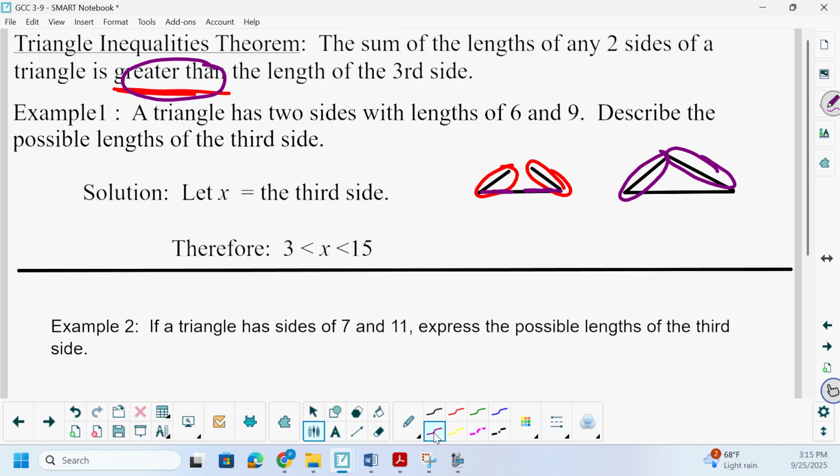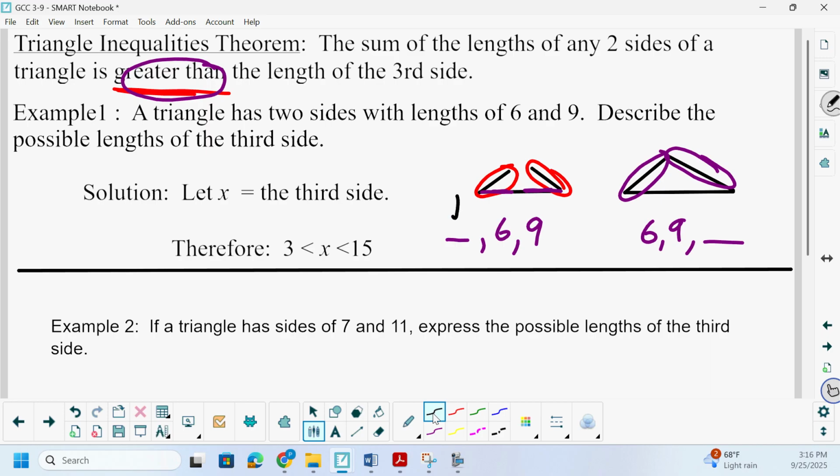And the one that could run into a problem is if you add the small and the medium, they have to be greater than the large. All right, so let's imagine we had 6 and 9 for our two sides and we wanted to find the third side. So I'm going to list two scenarios. Imagine we had a side smaller than 6, 6 and then 9. And imagine 6 and 9 were the smaller ones and we had some unknown big one.